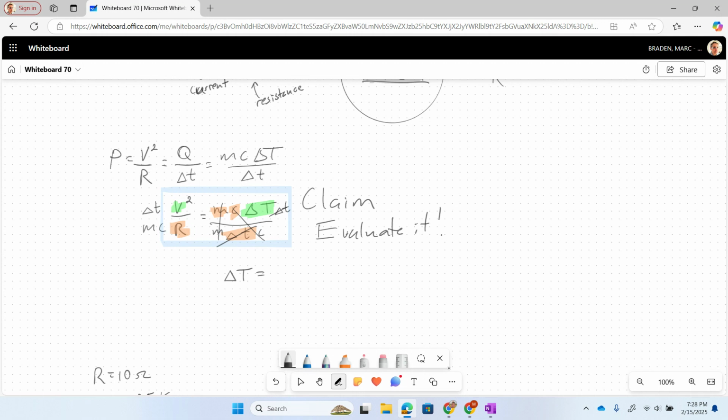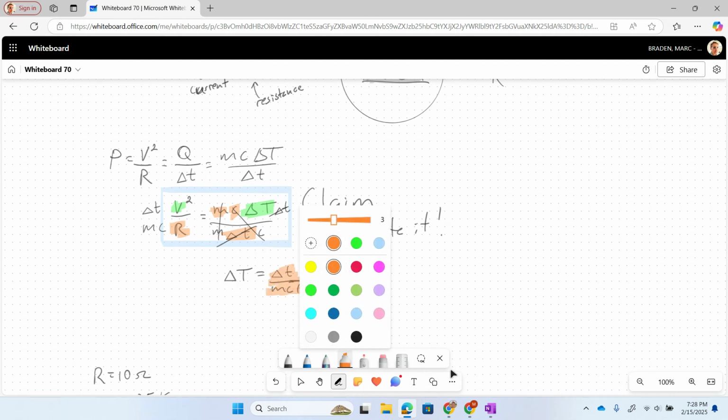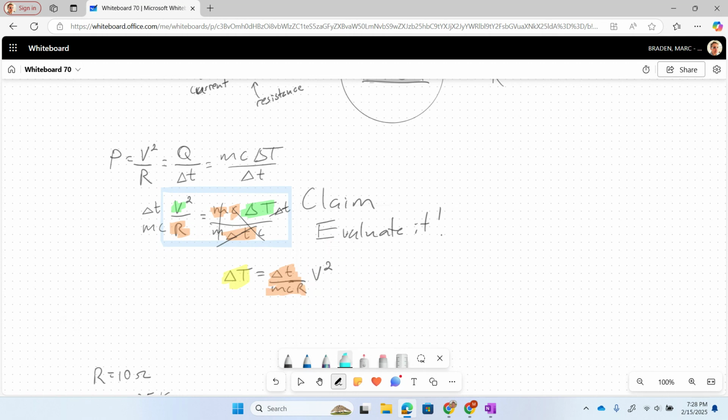And so delta t will be equal to the little delta t over m, c, and r, all those things. And then I'm going to write it kind of separately, v squared. Writing it separately is just going to make it easier for me to identify things. So we've got our constants there, and then we've got our dependent variable and our independent variable.